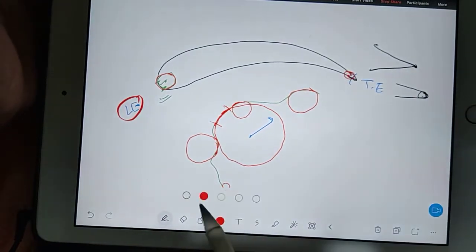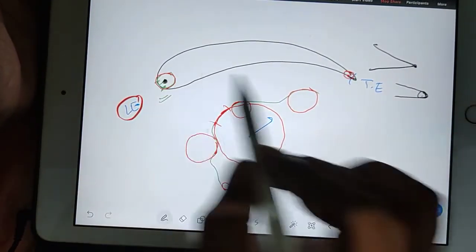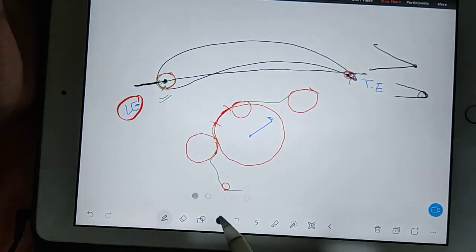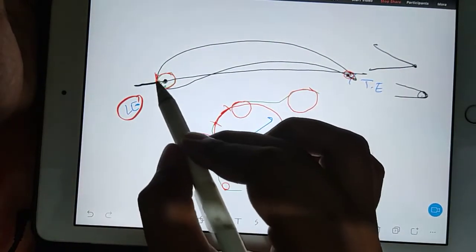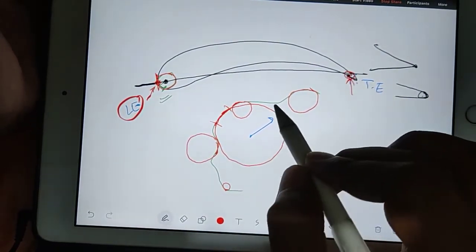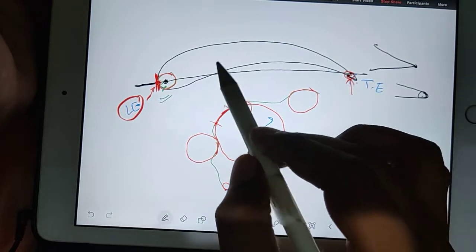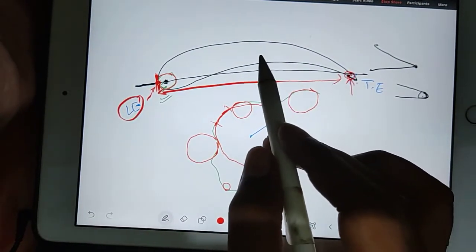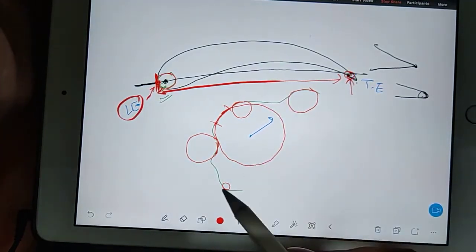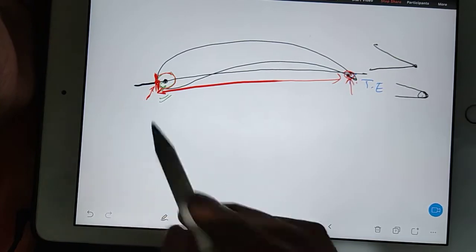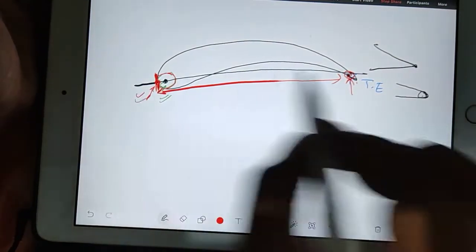Both will have a center. You connect the center of this circle to the center of this circle, and it will be drawn like this. So your line is cutting here. This becomes your leading edge and this becomes your trailing edge, where the line cuts the airfoil. This middle portion of the line you call the chord line. Okay, that is known as the chord line. So here we understand that we have a chord line.